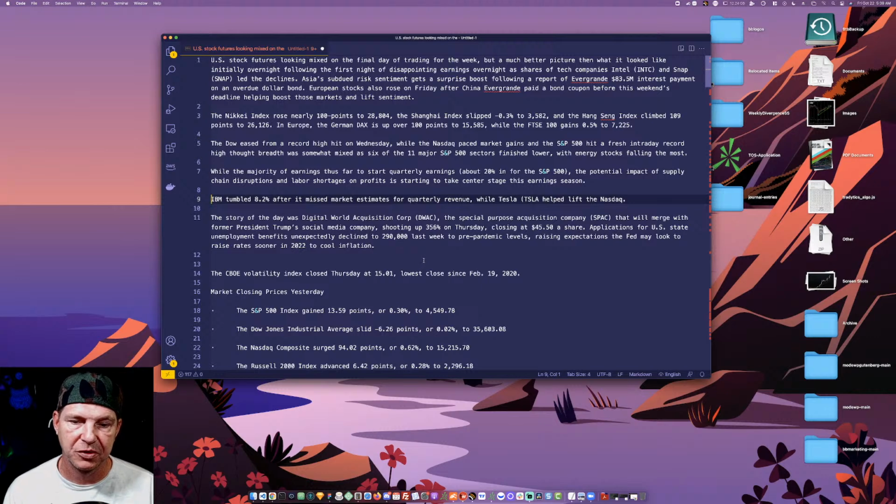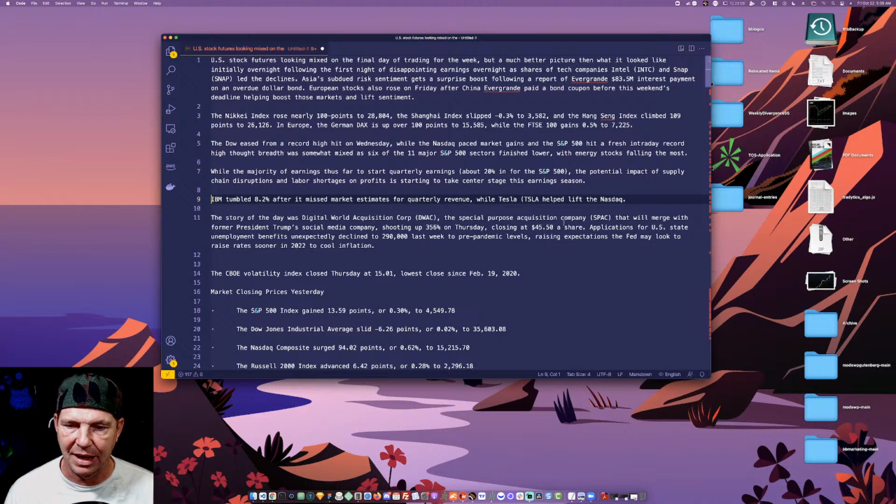Corp, special purpose acquisition company that will merge with former President Trump's social media company, shot up 356%, closing at $45.50 a share, and then proceeded to rally another $30 per share post market, and then pre market up another 20. So it closed at 45. It just hit 93. Right?